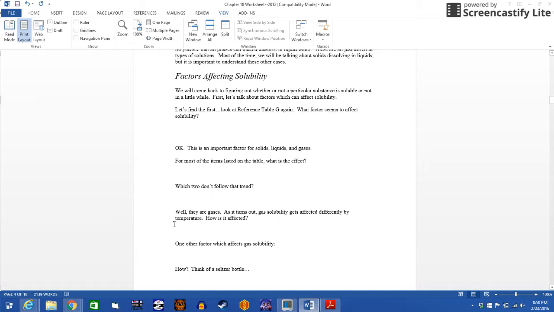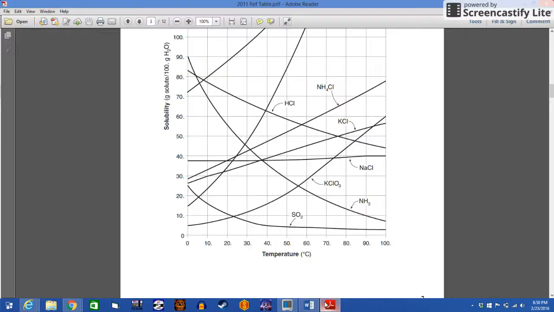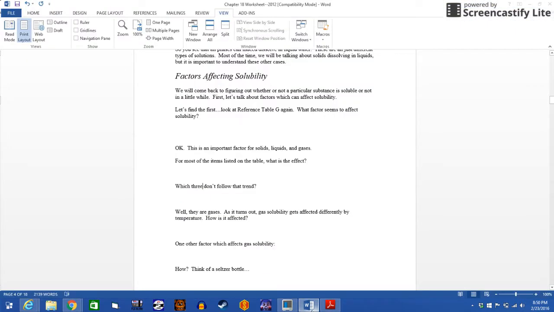And then there are two, actually there aren't two, there are 3. So cross out the 2, and there are 3 that don't follow that trend. List those 3. And it turns out that the 3 that don't follow that trend are gases. So gas solubility gets affected very differently. I want you to write a sentence to write down how gas is affected.